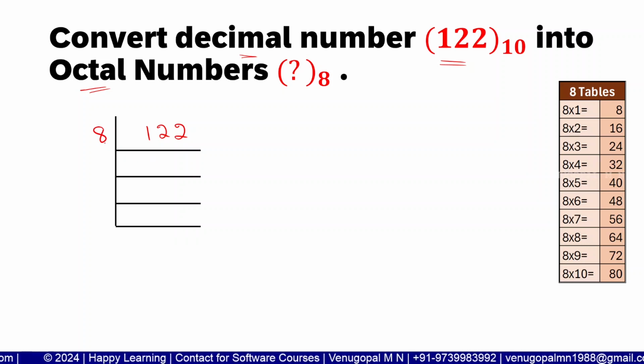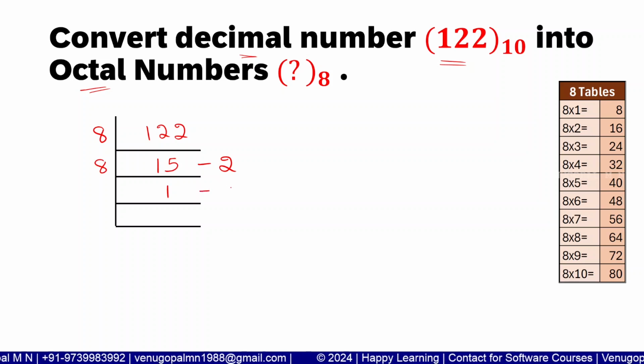I can divide 12. 8 ones are 8. Remainder is what? 4. 42. 8 fives are 40. Remainder is 2. Got it, guys? It's a simple division operation. Now let us take 15 again. 8 ones are 8. The remainder would be 7. Then take 1 again. Because the quotient is not 0, we have to repeat the division process. The quotient is 0, the remainder is 1.